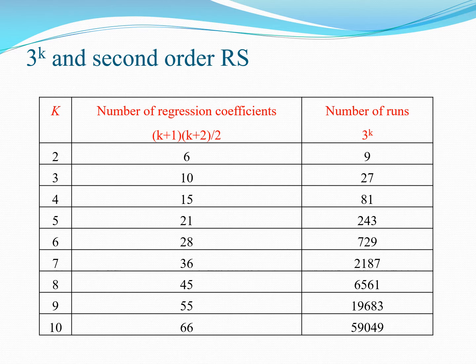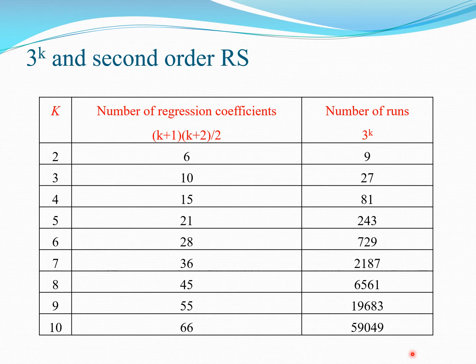Now, how we get so many points in the 3K design can be clearly seen from this table here. So here I have a set of values of k. I have the number of regression coefficients for a second degree model or a quadratic model, and then I have the number of runs in a 3K design. So say k is 2, then I have 3 squared, that is 9. If k is 3, I have 3 cube, that is 27, and so on.